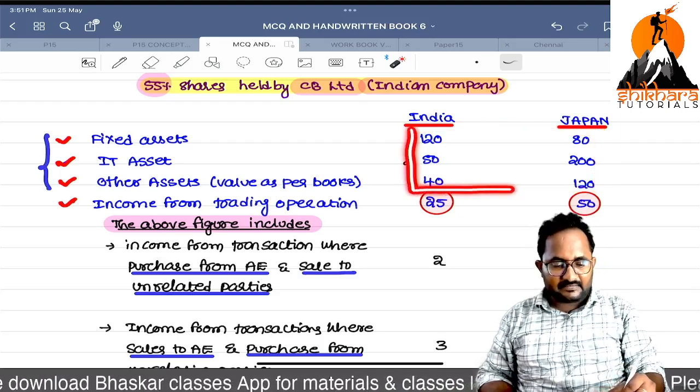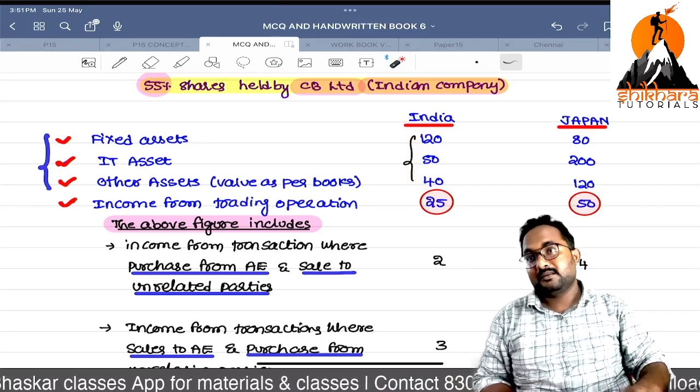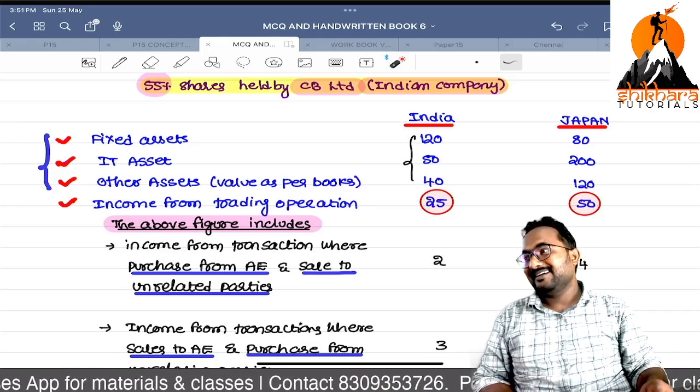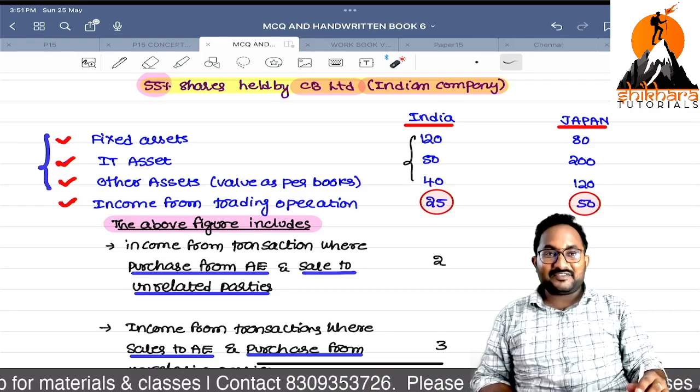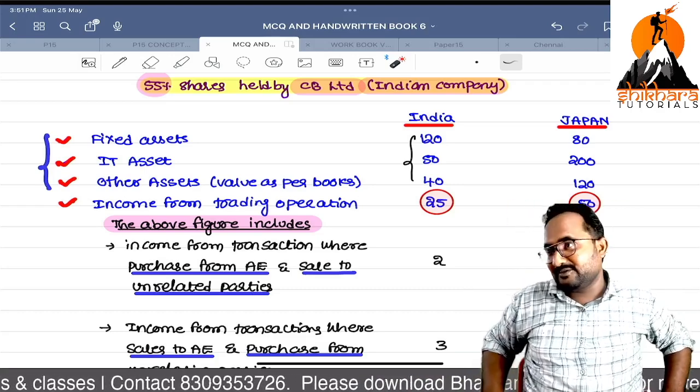Total assets, please calculate. If you are sleeping now, it will be your 14 mark question. You don't know my mouth power. You don't know. After exams, you can realize. Please wake up, all of you.